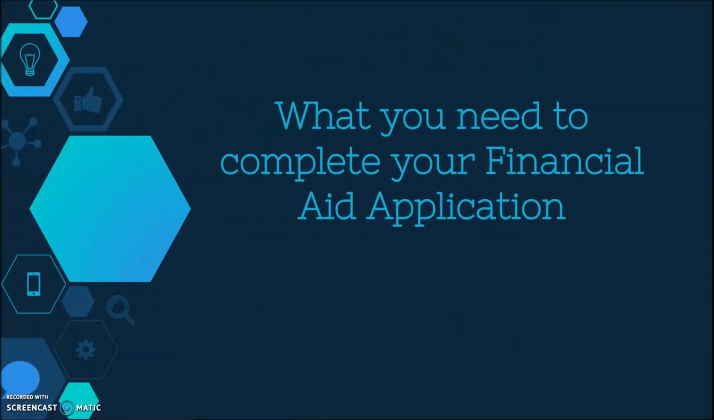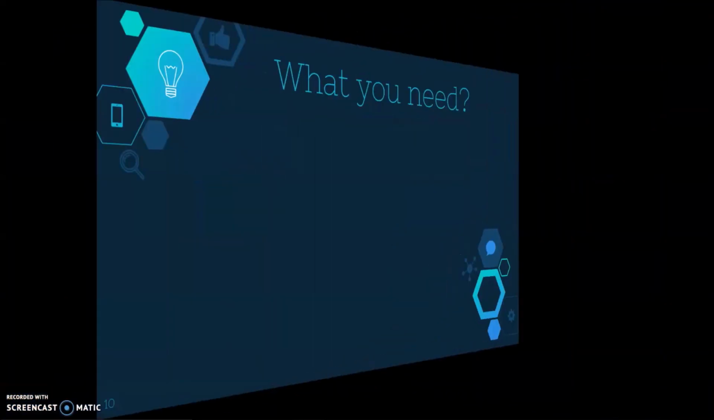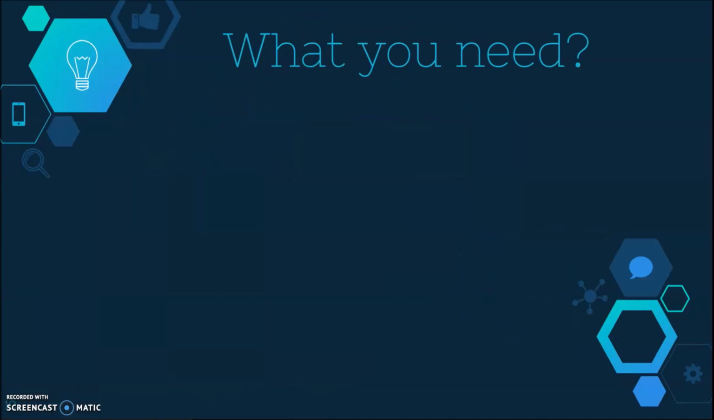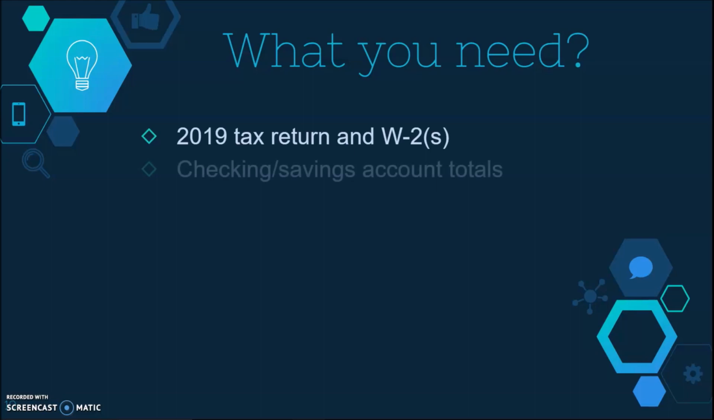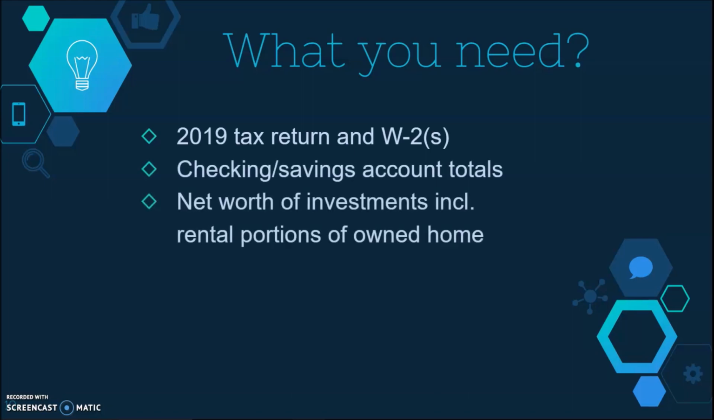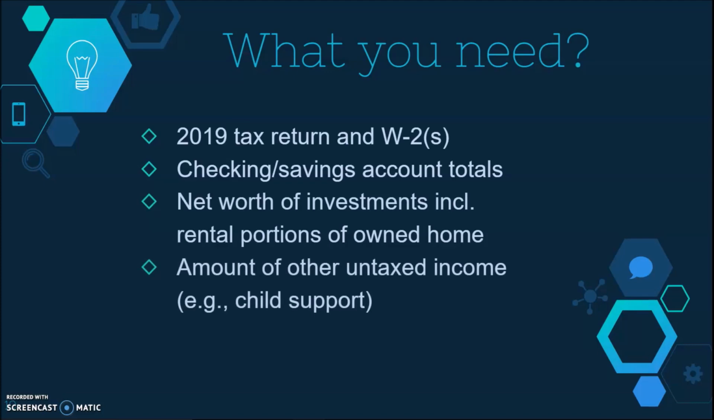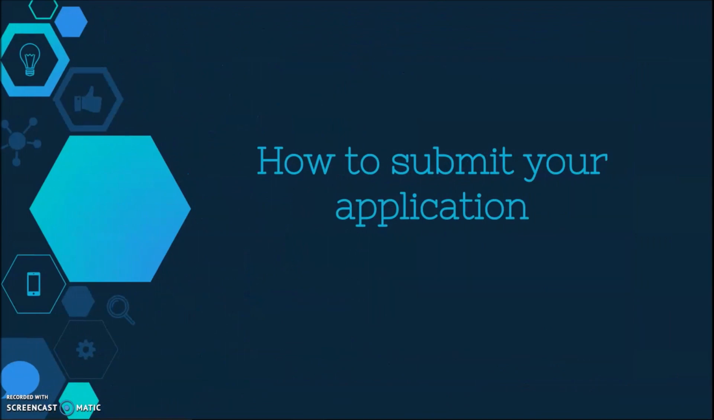In order to complete a financial aid application, you and your parents are going to need some information. Let's go over what you need. The documents needed to complete a financial aid application include your 2019 income tax returns for both you and your parents if you filed, checking and savings account totals, net worth of investments including rental portions of an owned home, the total amount of other untaxed income, for example, child support, and demographic information, including your Social Security number, if it's available. We will discuss in a later video how to complete your financial aid application. For now, let's go over the steps needed to submit your application.